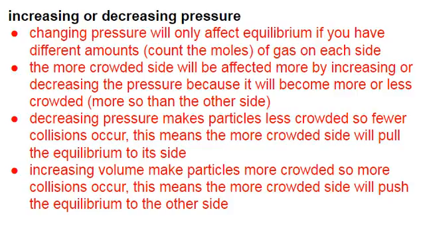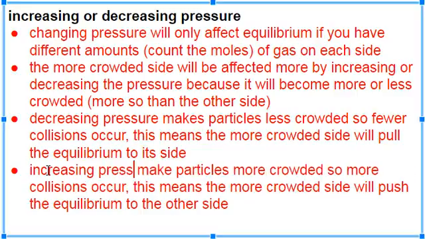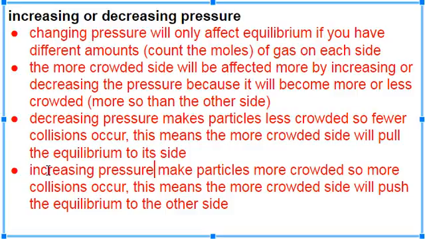Okay, decreasing pressure lets the less crowded side see a bigger decrease in collisions, and the equilibrium moves to the more crowded side. But increasing pressure, I'm sorry, I got a typo here. This should be increasing pressure is going to make the particles more crowded. So the more crowded side is going to see a greater increase in collisions and it will push the equilibrium to the less crowded side.